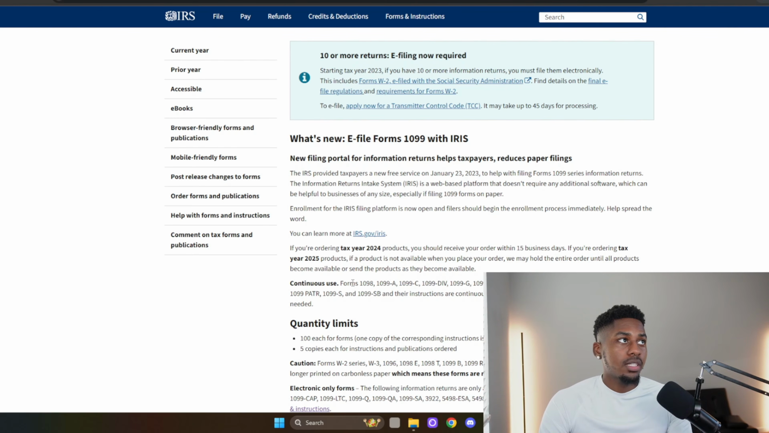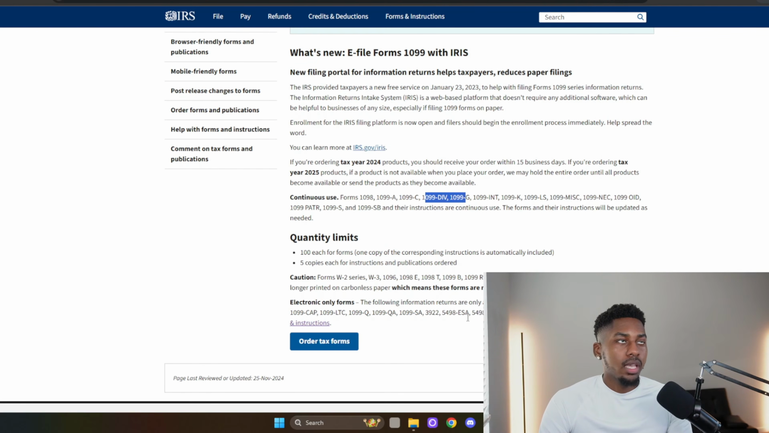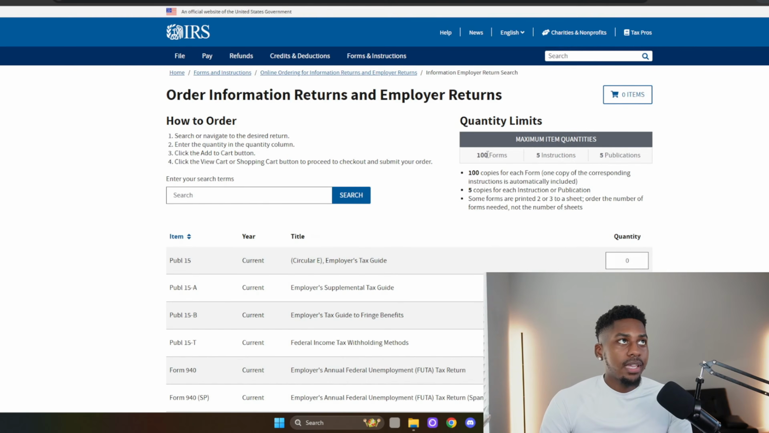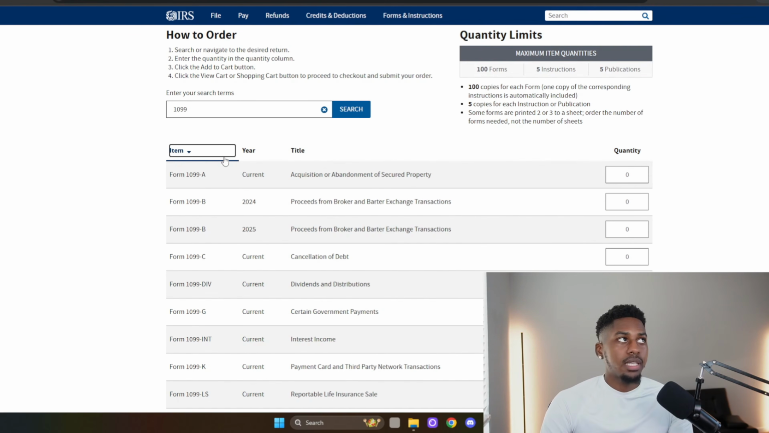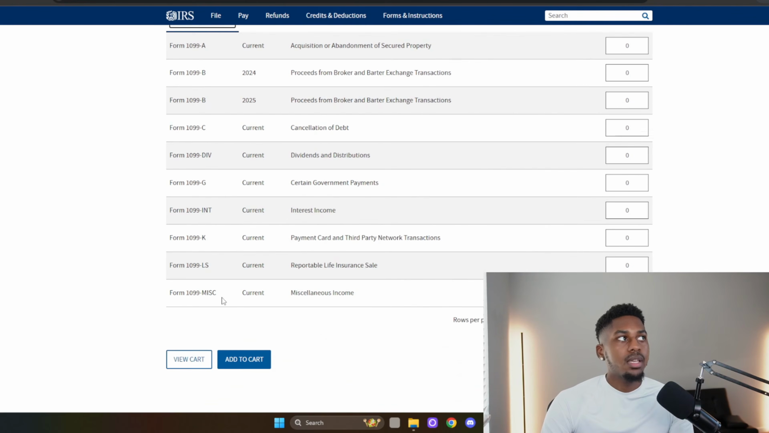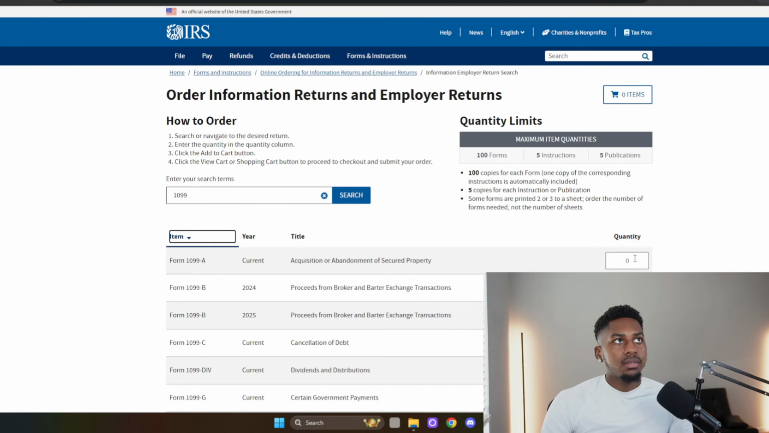And it says you can do this for 1099-As, 1099-Cs, 1099-DIV, 1099-OIDs, so on and so forth. But you can also order these if you want a direct form. Click here to order forms, and instead of 20 forms, you can actually order 100 per item. Then you search 1099, and it'll pull up 1099-A, 1099-B, C, and so on. You put in your quantity and go ahead and order it.